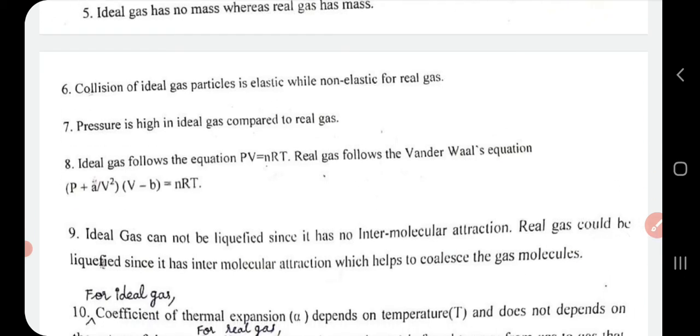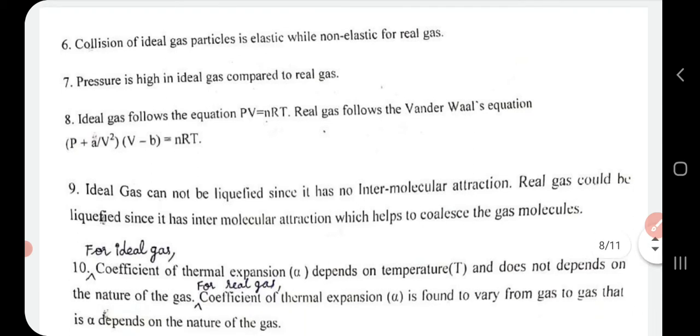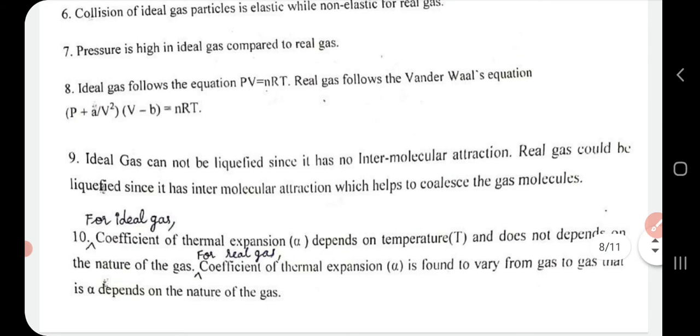Ideal gas follows the ideal gas equation PV equal to nRT, whereas real gas obeys the van der Waals equation, that is (P plus a by V square)(V minus b) equal to RT. Ideal gas cannot be liquefied. It's not possible to liquefy ideal gas. Why? Because it has no intermolecular attraction. Whereas real gas can be liquefied because it has intermolecular attraction.